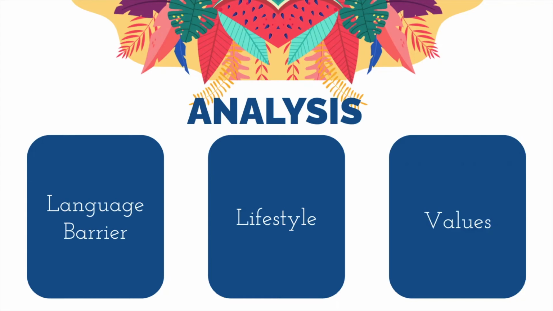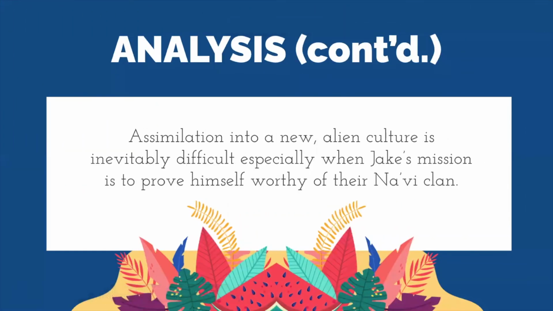This is where it is important for Jake to open his heart to aspects that another culture values, and as someone says, see the forest through her eyes. The Na'vi language, way of life, and values are all part of Jake's training and assimilation into an alien culture. This is inevitably difficult, especially when Jake's mission is to prove himself worthy of the Na'vi clan. It is also interesting noting that as humans, we sympathize more with Jake as the Na'vi are the aliens to us. But in reality, who are the aliens on this world?